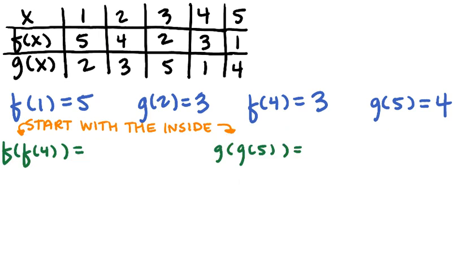Now the repeated iteration of the same function composed with itself. So f of f of 4. We're going to start with the inside. f of 4 is equal to 3. So we're taking f of 3 because f of 4 equals 3, starting with the inside and then working our way out. And f of 3 is equal to 2. So f of f of 4 is 2. Y'all try g of g of 5.